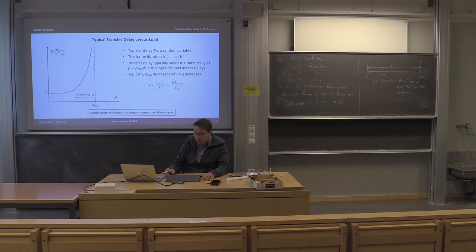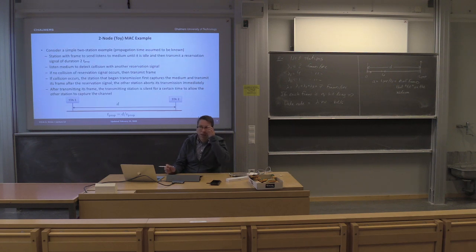Okay. So let's make a toy example here. This is not a serious medium access control scheme, but just to show how we could approach this and show some general behavior. We have a very simple system with only two stations, so two nodes attached to the medium.